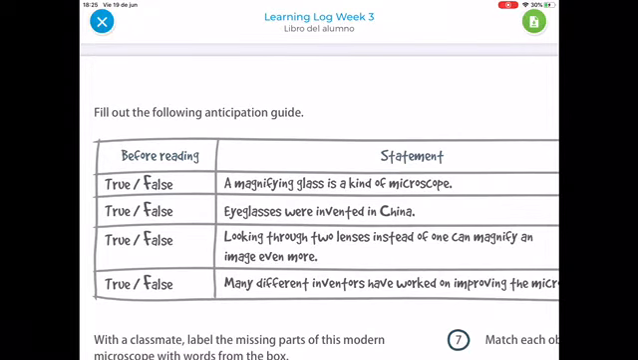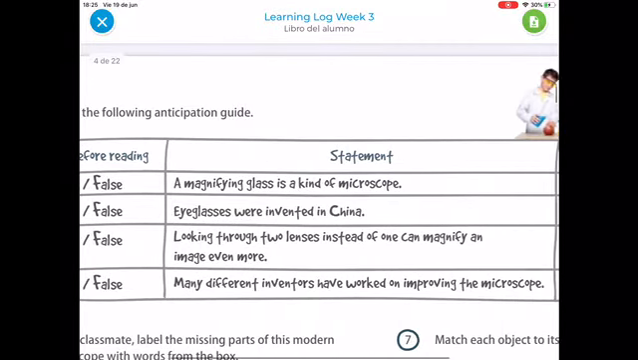True or false? The second, eyeglasses were invented in China. True or false? Looking through two lenses instead of one can magnify an image even more. True or false? And the last one, many different inventors have worked on improving the microscope. True or false?